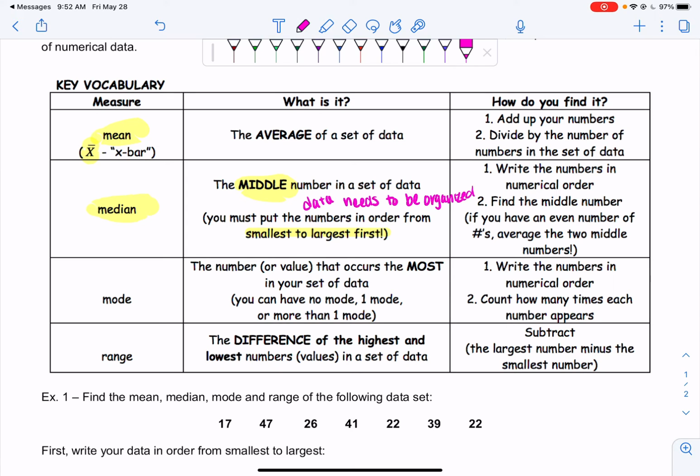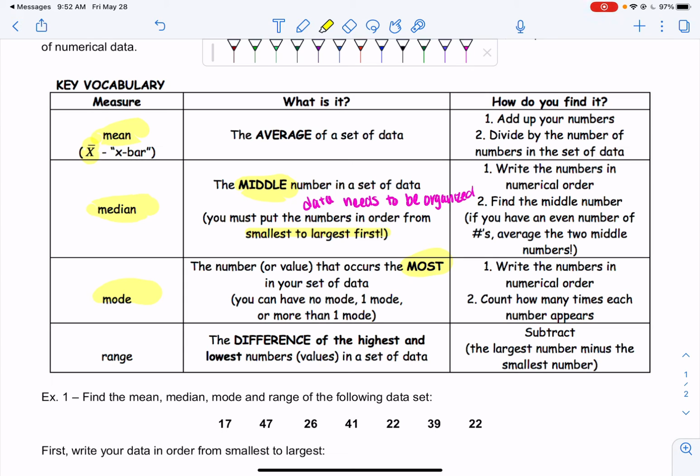Your mode is the number or value that occurs the most in your set of data. You can have no mode, or more than one mode. So there's a bunch of possibilities. You simply write your numbers in numerical order and count how many times each number appears.